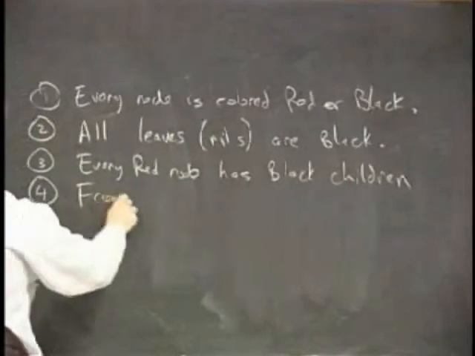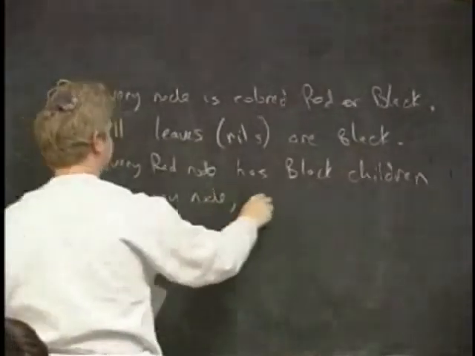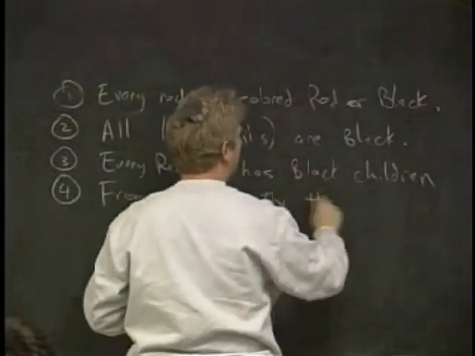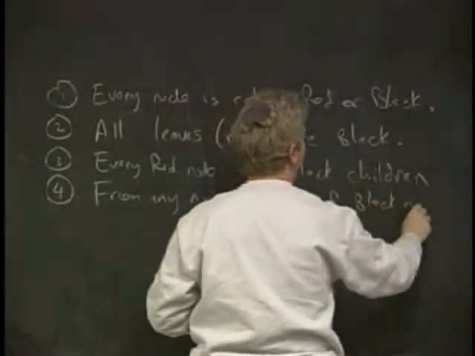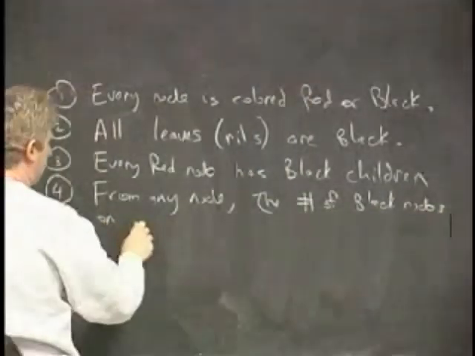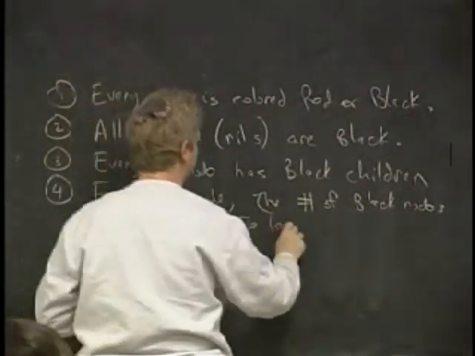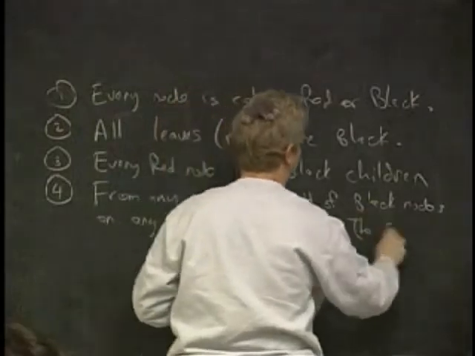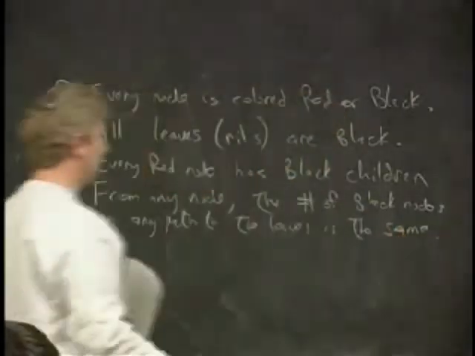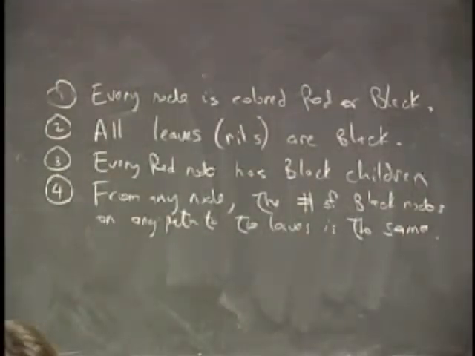From any node, the number of black nodes on any path to the leaves is the same. That is really bad English and bad wording, so let me say what I mean. What I mean is, if you pick any node you want, and you start from there and you work your way down to the bottom, you will pass through the same number of black nodes. Okay? Doesn't matter whether you go this way, or this way, or that way, you'll pass through the same number of black nodes.